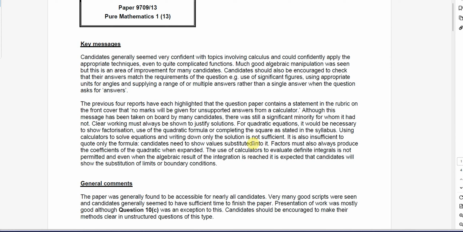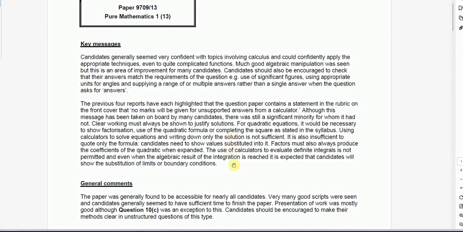So if you use the quadratic formula, don't just put x equals minus b plus or minus that. No, you have to put the numbers in the right places. Factors must also always produce the coefficients of the quadratic when expanded. So you can't do a cheat and put x minus 2/3 and x plus a half, just using the answer backwards. You have to have it so that the factors produce the coefficients of the quadratic when expanded. The use of calculators to evaluate definite integrals, that comes later. So that's really important for you to realize.